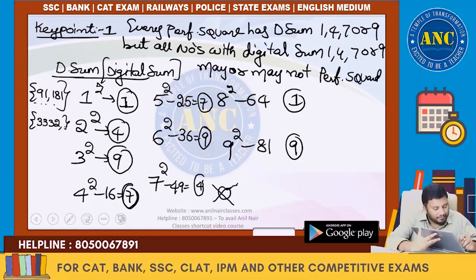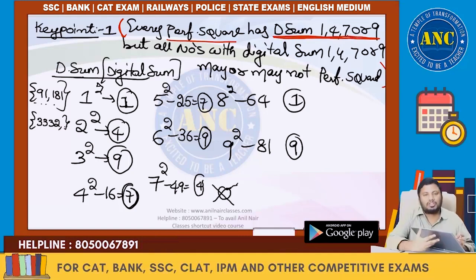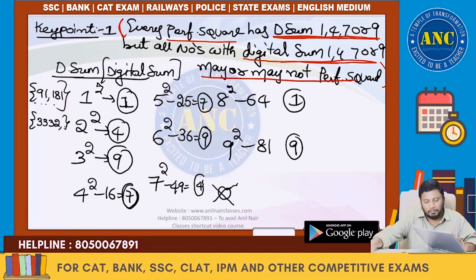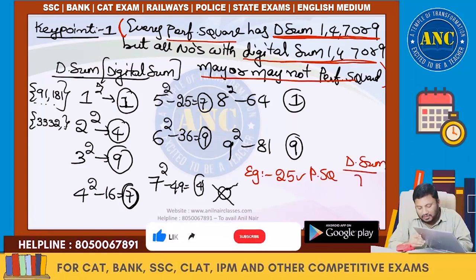Please write down. If the number is a perfect square, it will have digital sum 1, 4, 7 or 9. But if the number's digital sum is 1, 4, 7 or 9, it may or may not be a perfect square. Example, 25. 25 is a perfect square. What is the digital sum of that number? Digital sum is 2 plus 5, 7.